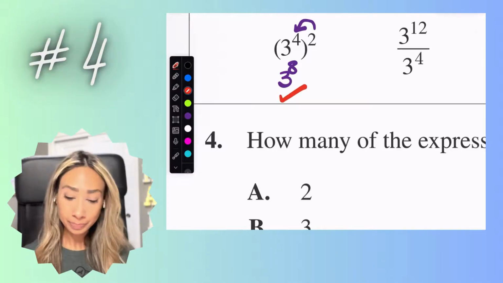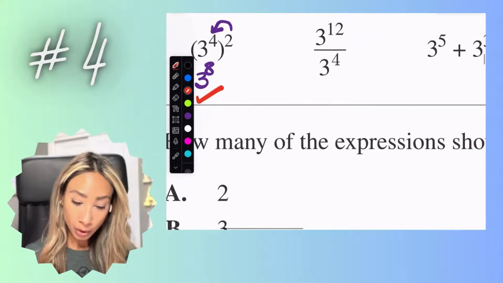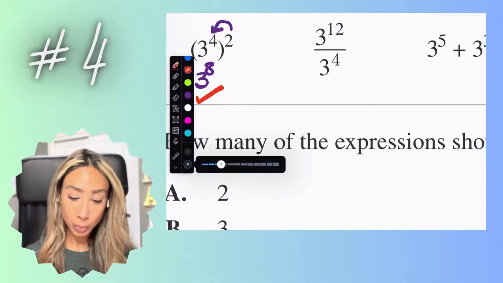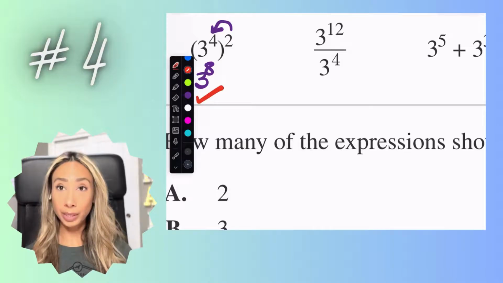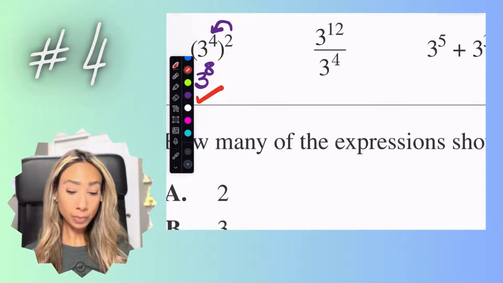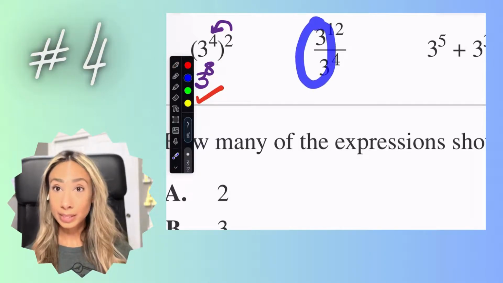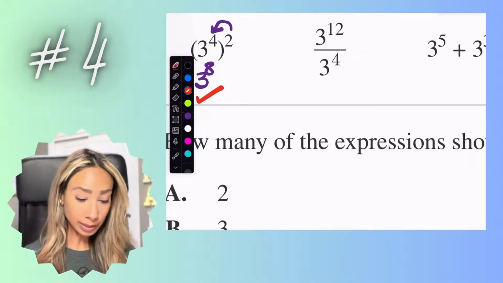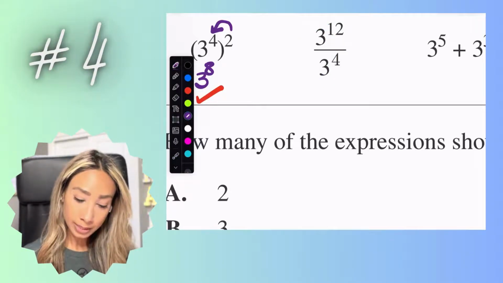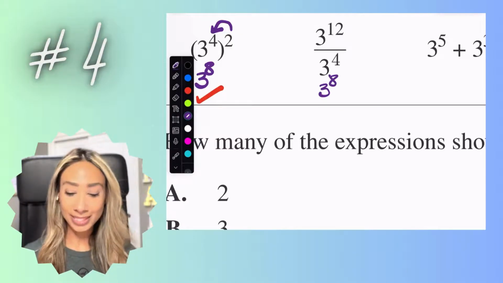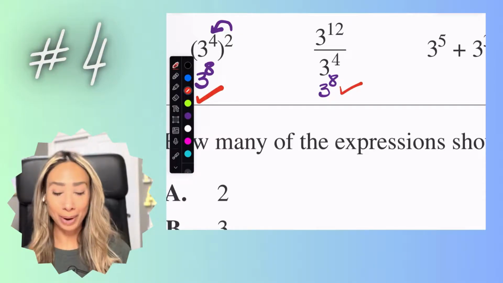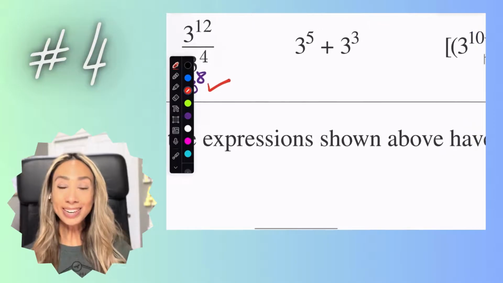In our next example, we have 3 to the power of 12, and we're dividing it over 3 to the power of 4. Now remember, when the bases are the same, that means we can subtract the exponents. So that would leave us with 3 to the power of 8. And again, we know that's obviously going to be larger than 3 to the power of 7. All right, this one here is a little tricky.